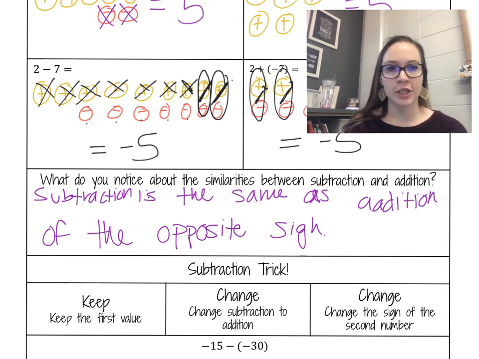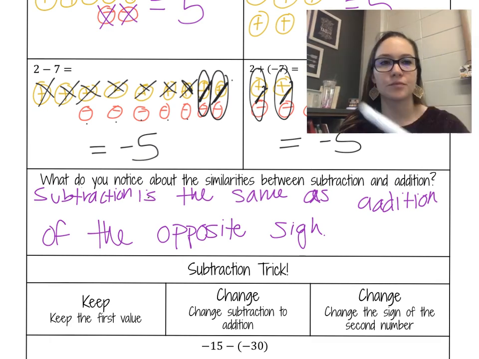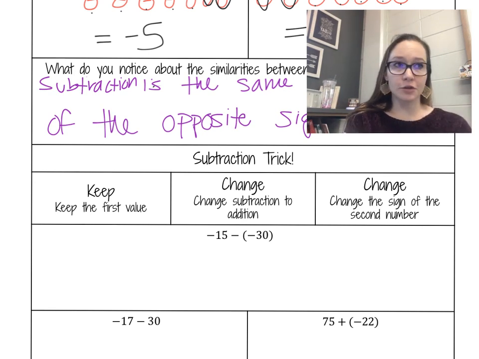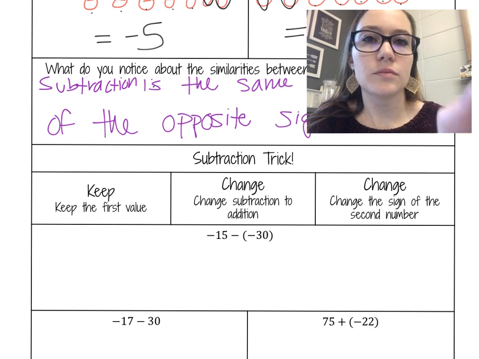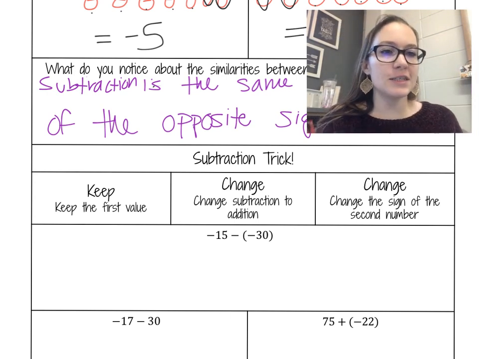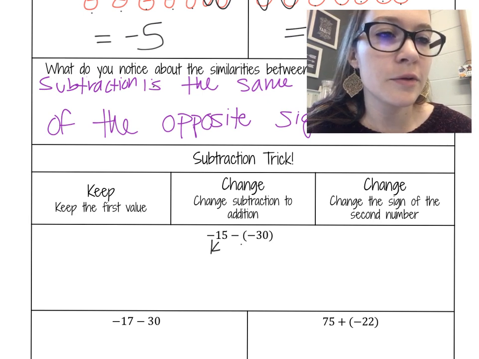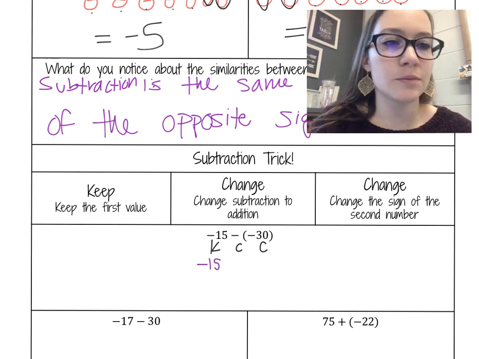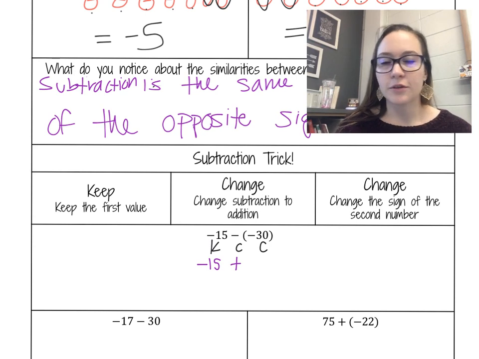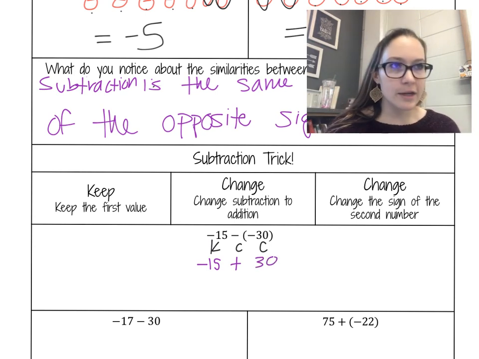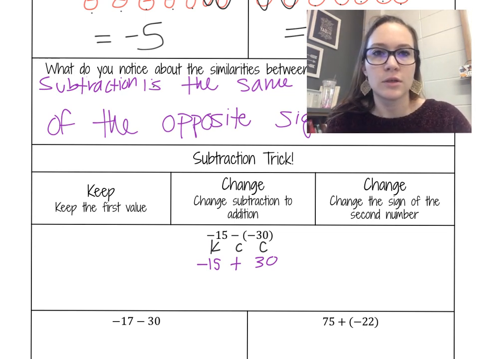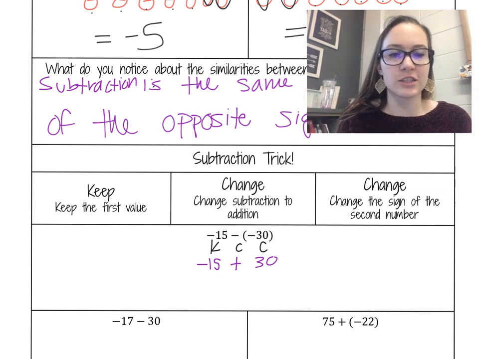Okay? So we're going to call it a subtraction trick, a little way to remember how to do it. It's called keep, change, change. You're going to keep the first value. You're going to change the operation from subtraction to addition, and then you're going to change the sign of the second number, and then you can just follow your addition rules. So for negative 15 minus negative 30, we're going to keep, change, change.